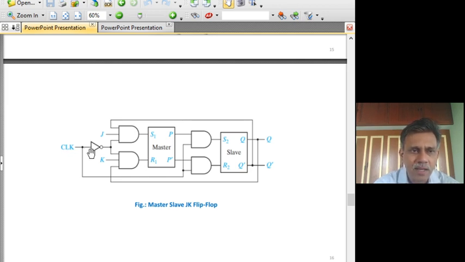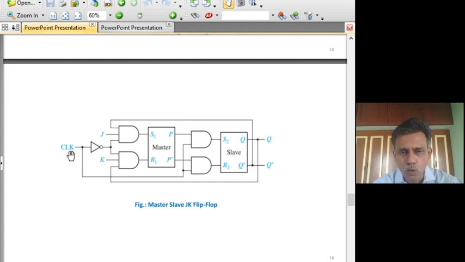So when clock is 1, normally the clock will be 1, and during that time, because the clock is negated, what goes here is a 0. So a 0 is given to both these two AND gates. So irrespective of the value of J, K and what is being fed from Q and Q bar, S1 and R1 are 0, 0. So the master is totally disabled from J and K. So it is a no change state condition, and master will simply retain whatever value it has got.